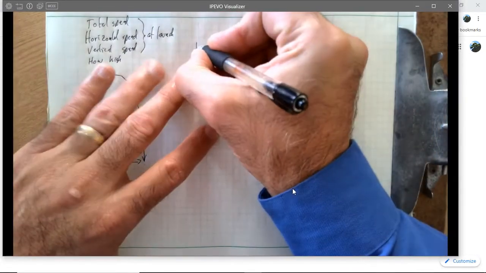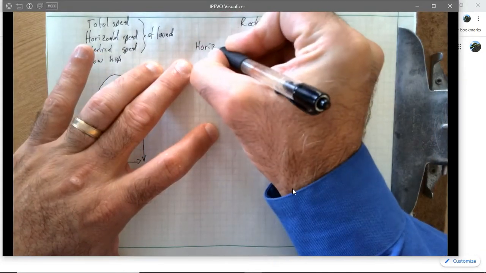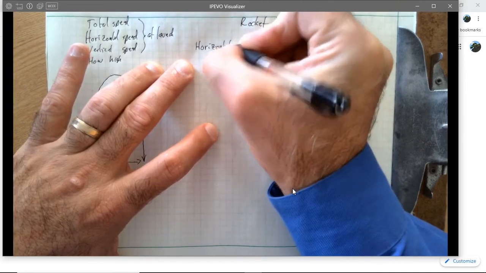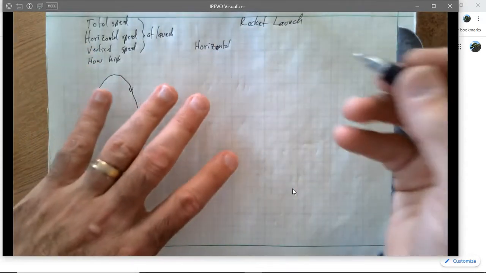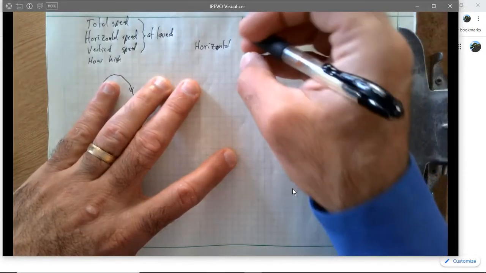So the first thing we're going to do is figure out the horizontal speed. You might want to be taking notes on this, by the way, and pausing the video from time to time, so that you don't have to rewatch this when the time comes. So go ahead and pause it when you catch up.